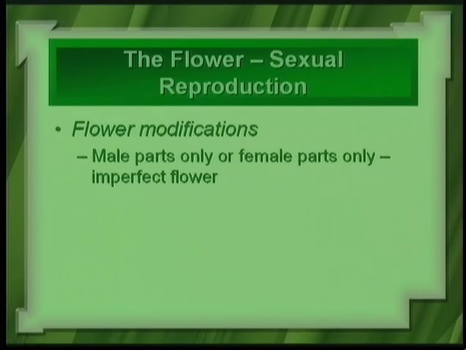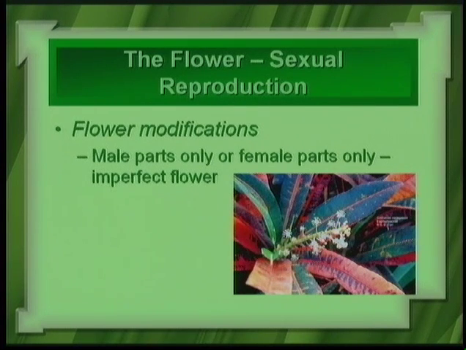Okay. Now in some flowers, you can have male parts only or female parts only. Okay, that would be an imperfect flower. So if you have male and female in the same flower, that's a perfect flower. If you have male parts only or female parts only, that's an imperfect flower. Okay, and in this case, we have a nice photograph taken by Dr. Carr, and here is croton, Codiaeum variegatum. And here, these are flowers. We're going to see this again, but these are flowers that have only male parts in them.